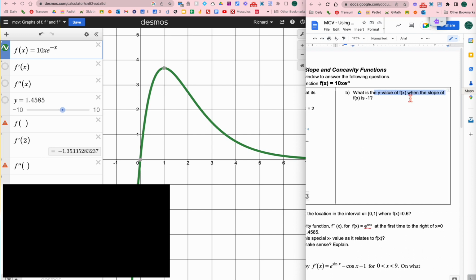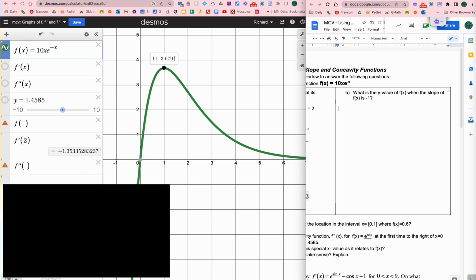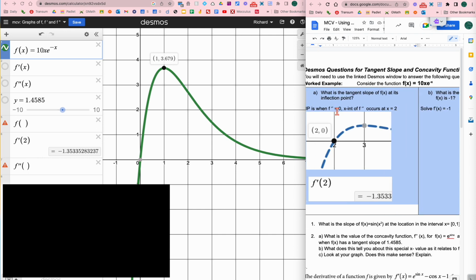Well, there we go. What is the y value of f of x when the slope of f of x is negative 1? So in other words, I want to find out when the slope is negative 1. Well, if I go back to the graph, I know that it's definitely to the right of 1, because that's the turning point, right? And this is the graph of f of x. So I know it's going to be in this area. So what I really want to do is solve f prime of x equals negative 1.